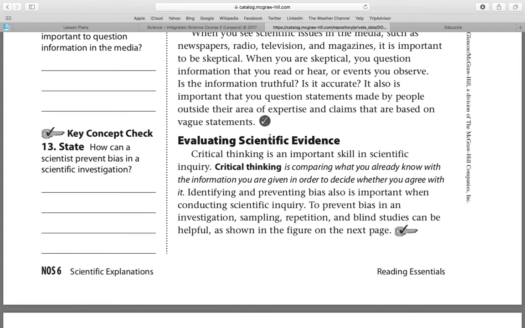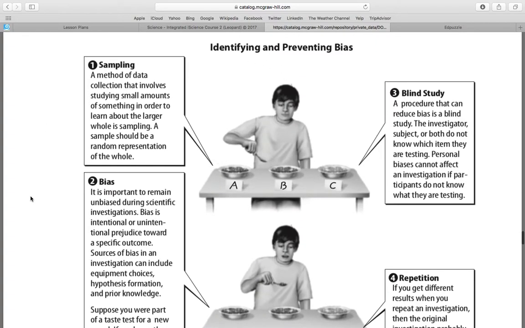Okay, evaluating scientific information or evidence. Critical thinking is an important part of scientific inquiry. Critical thinking is comparing what you already know to information that you've been given, and deciding whether you agree with it or not. Identifying and preventing bias also is important when conducting scientific inquiry. To prevent bias in an investigation, sampling, repetition, and blind studies can be helpful, as shown in the figure on the next page. So I really wanted you to read through this.